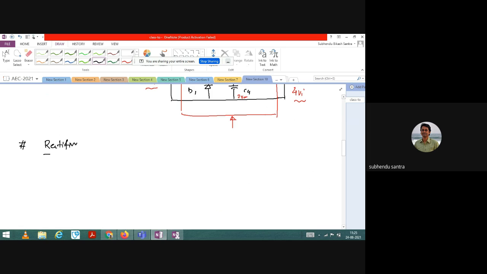Okay, rectifier circuit. Before I start, I have already given some work, maybe you have already submitted. What is the rectifier? What is the purpose of the use of a rectifier? Anyone? Tell me. Yes. So it can be used to convert the AC source to a DC.